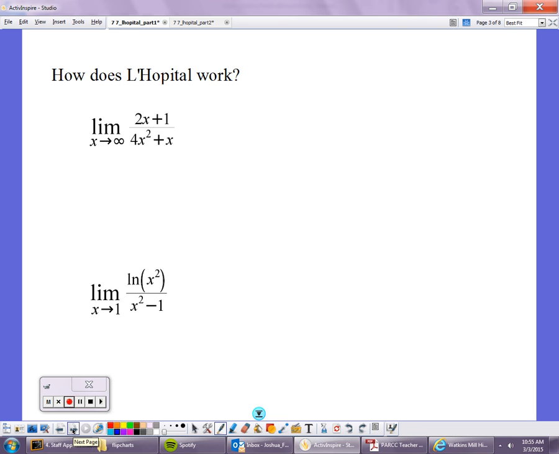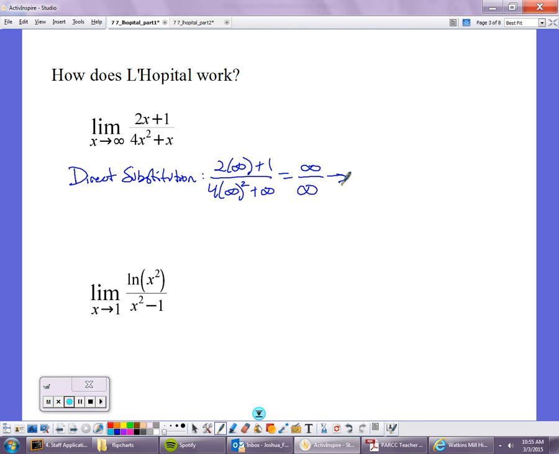So let's look at a couple of cases. How does L'Hopital work? Well, look at this one: the limit as x goes to infinity of 2x plus 1 over 4x squared plus x. Notice what happens if we try direct substitution. We get 2 times infinity plus 1 over 4 times infinity squared plus infinity. So 2 times infinity plus 1 is just infinity. Similarly, 4 times infinity squared plus infinity is infinity. So this is an indeterminate form.